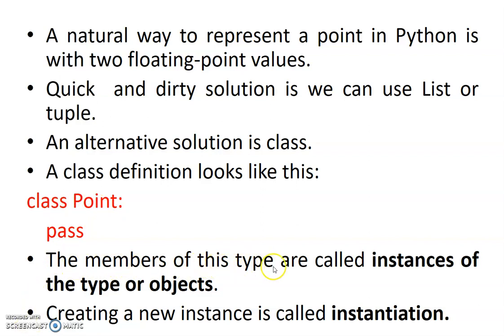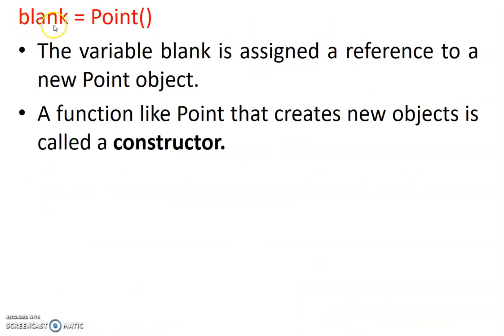Members of this type are called the instances of the type, or objects. When we are creating a member of this, we call that an instance or an object. Creating a new instance is called instantiation. To instantiate a point object, we call a function Point. This is a sample example of how we do that. The variable blank is assigned a reference to a new Point object. The function Point that creates a new object is called a constructor.